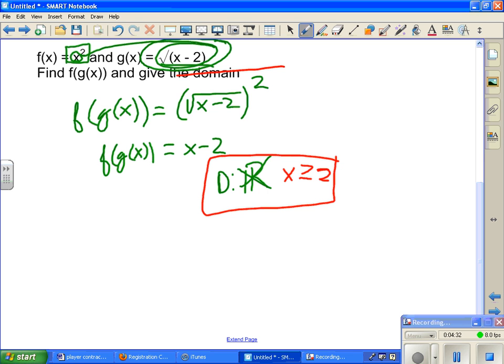My main concern is being able to plug in and simplify functions when you're plugging functions into other functions. Hopefully this all makes sense. I'm not sure when we're going to see each other again in class, whether it's Friday or Monday, but we will definitely review this when we get here.